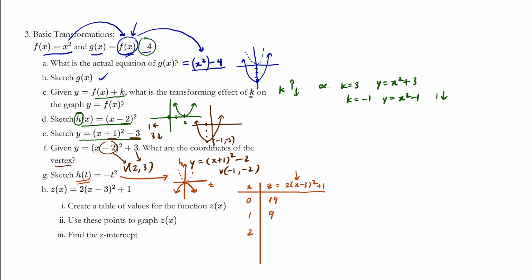And finally, let's plug in another point, 2. 2 minus 3 is negative 1. Negative 1 squared is 1. 1 times 2 is 2. 2 plus 1 is 3. Okay, let's just do one more. Let's plug in 3. 3 minus 3 is 0. 0 squared is 0. 0 times 2 is 0. 0 plus 1 is 1. Okay, so we did this one here. Use these points to graph z.